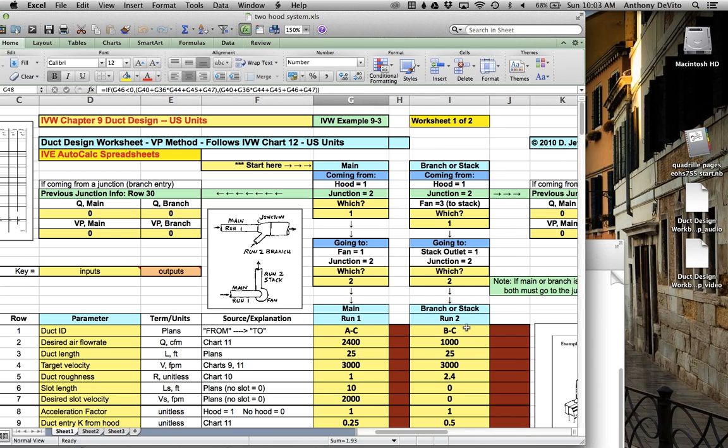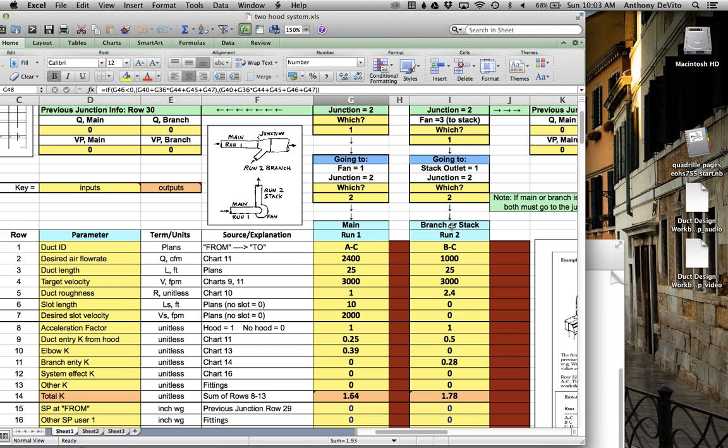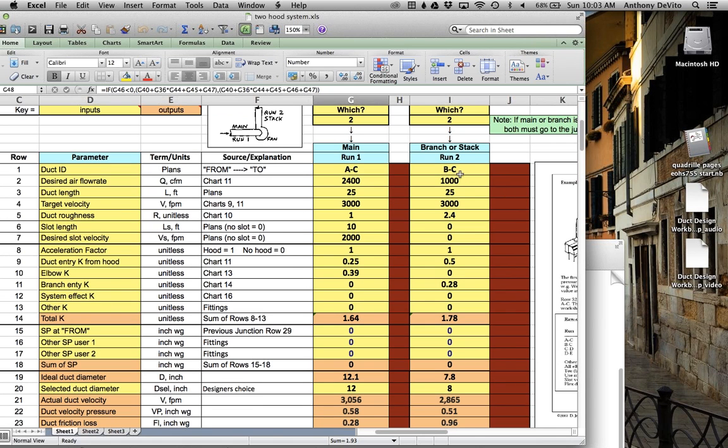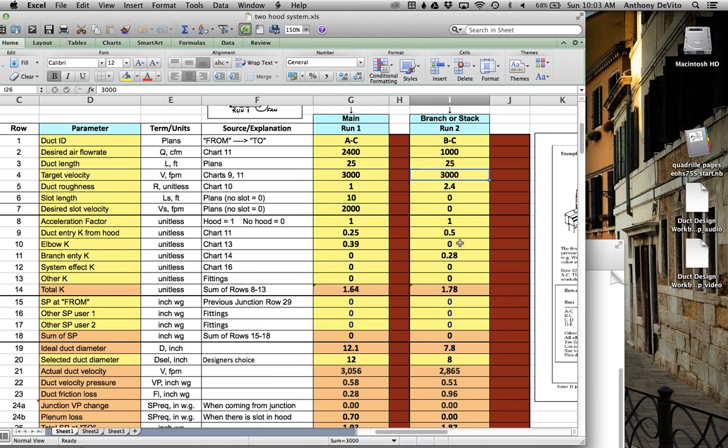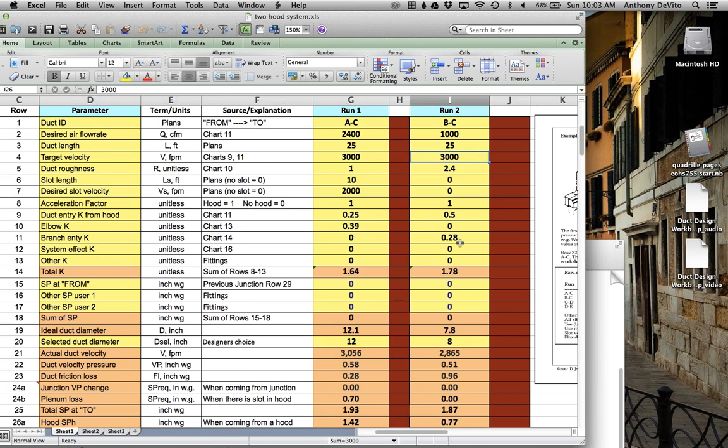Okay, so now in this case, I'm also going from a hood, so I put a 1 in here. I'm going to a junction, so I put a 2 in there, not the stack outlet, but 2. So what do I need here? Well, this one we know we need 1,000 cubic feet per minute. We got 25 feet of flex duct, so we use a K factor of 2.4 here. We want 3,000 feet per minute transport velocity, that is.